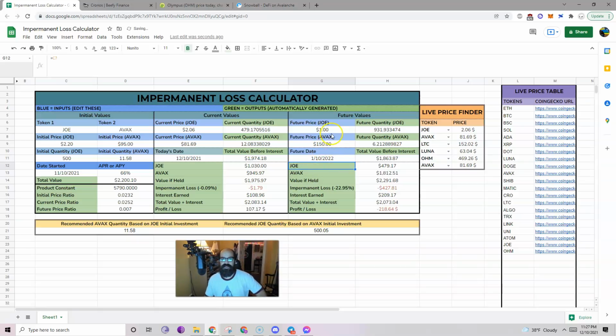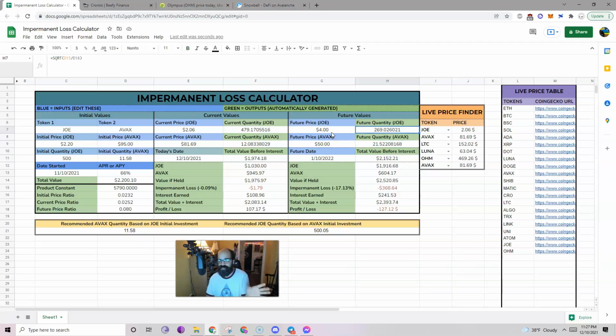1/10/2022. Okay, let's say in the future we hit a really bullish stride for Joe, right? Joe goes up to $4, but AVAX just crashes down to $50. AVAX, super high market cap. Joe, lower market cap. Who knows? Really, something crazy happens with Joe, and it tanks AVAX. Just theoretically.